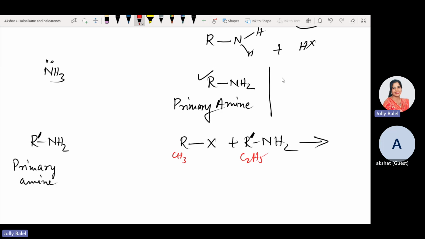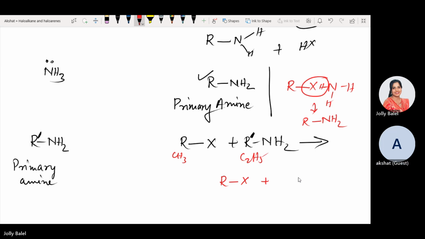Let me help you with the above one. RX is there, if NH3 is there, remove HX. What product will you get? RNH2, isn't it? In a similar way, if RX is there with NH2R dash, remove HX. What product will you get?